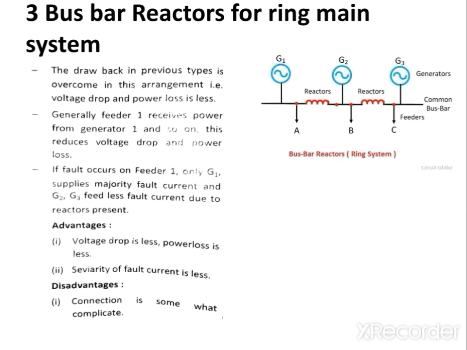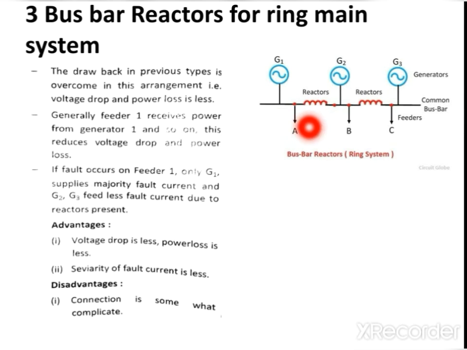The drawback, the third type of reactor is busbar reactor for ring main system. In this type of arrangement, the reactor is connected to the busbar, or you can say the reactor is connected in between two generators G1 and G2. This type of connection we call the ring main system. In the previous types of connection, the reactor is either connected to the generator side or the feeder side, so there is a continuous power loss and voltage drop in the system. In this type of connection, these drawbacks are minimized.